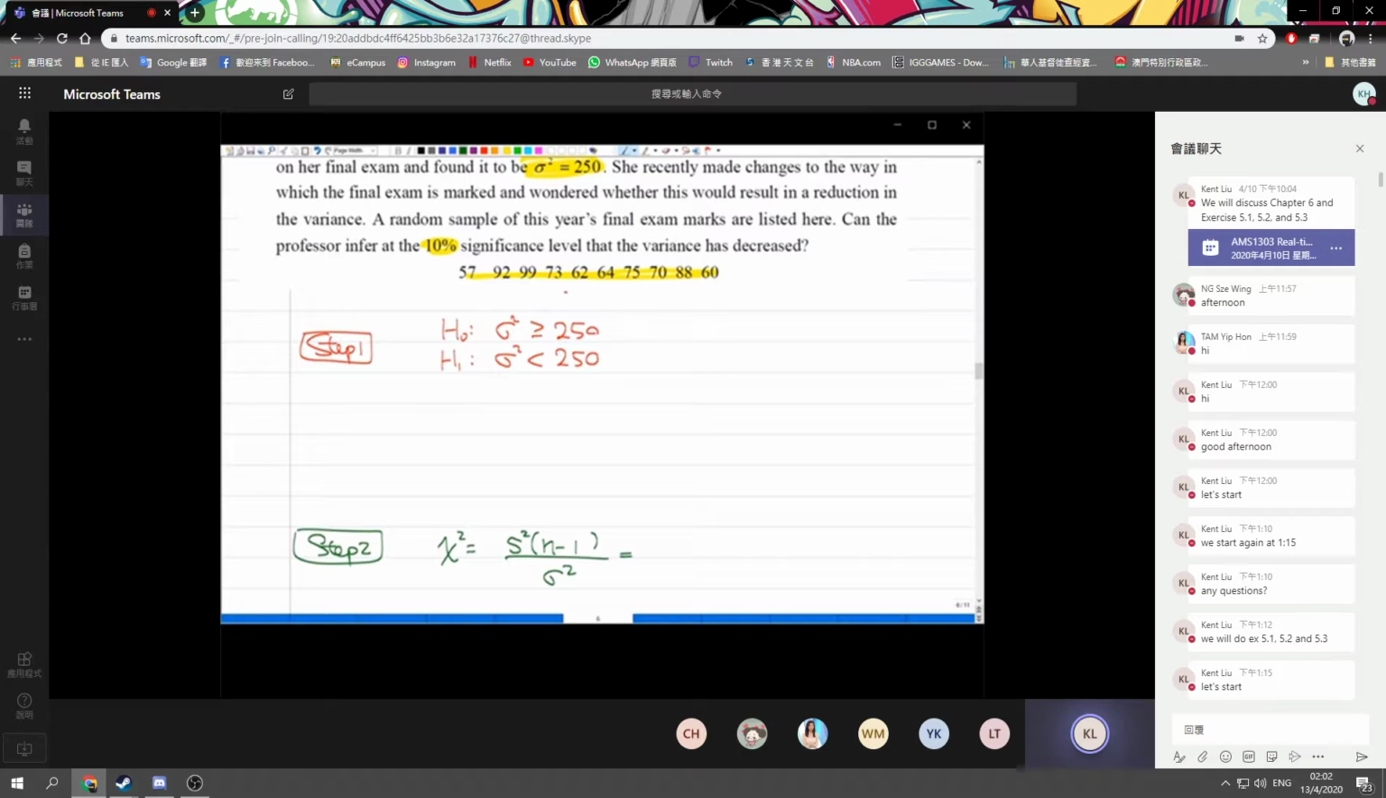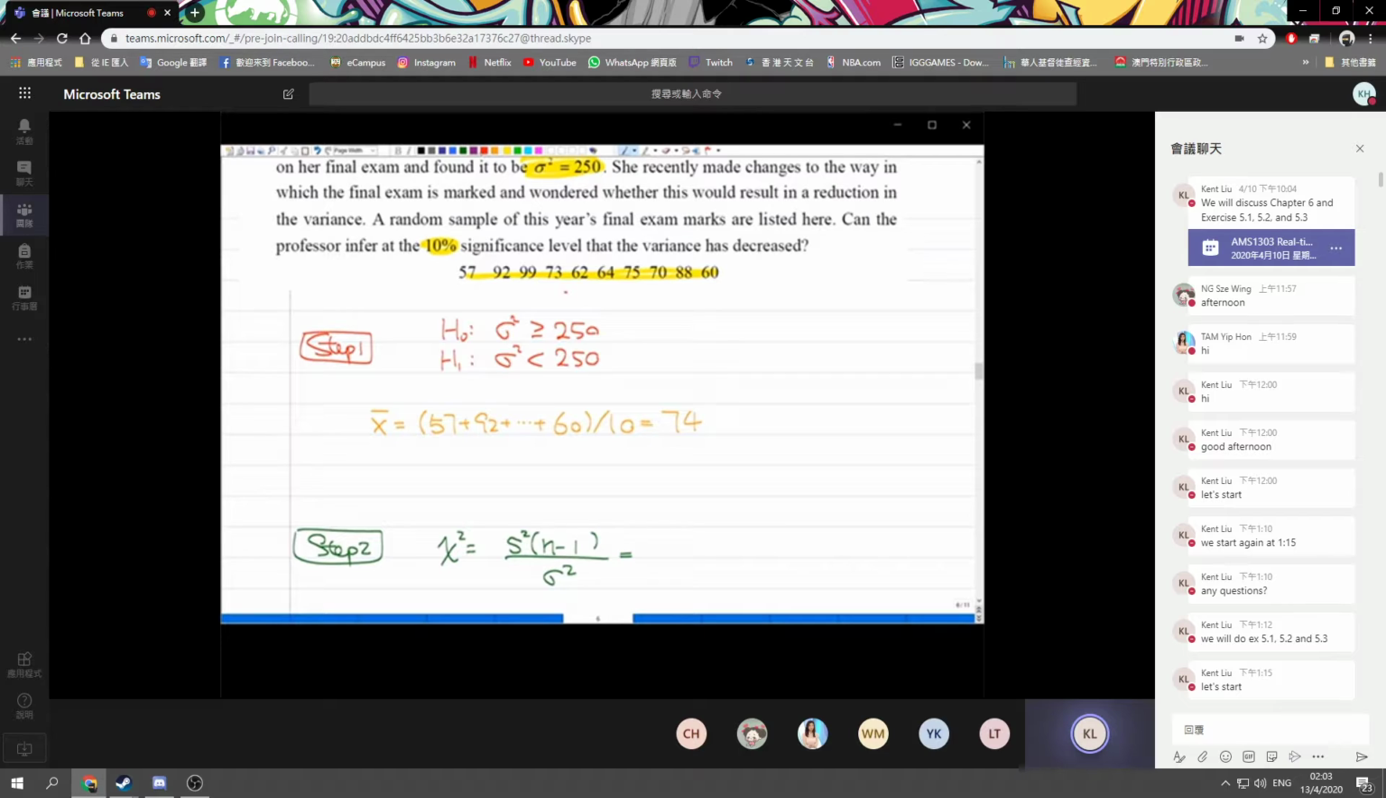All right. But here the sample variance is not immediately available, so we need to calculate it by ourselves. Now let's get x bar, because the variance depends on the average here. So let's get the average, which is 70 plus 92 plus dot dot dot up to 60, and we divide this by the sample size 10, and we get 74.